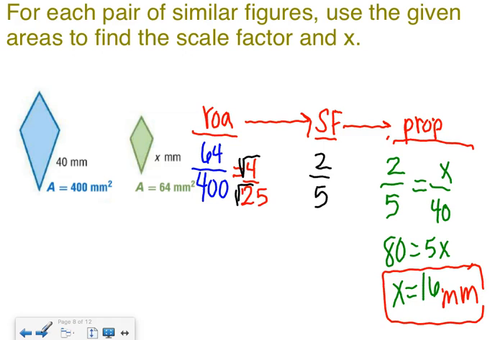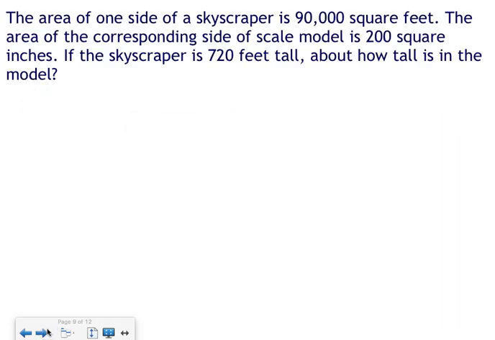Are we okay with 16? Yeah. Okay. One more. Just a little application, but it's the same process. The area of one side of a skyscraper is 90,000 square feet. The area of the corresponding side of a scale model is 20 square inches. If the skyscraper is 720 feet tall, about how tall is your model? So what do we know, the areas or their scale factor? So start with the ratio of your areas.